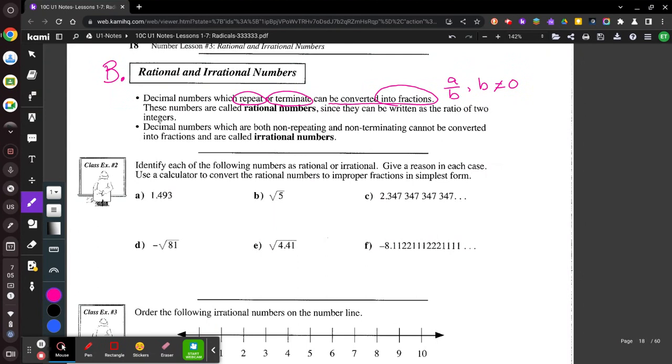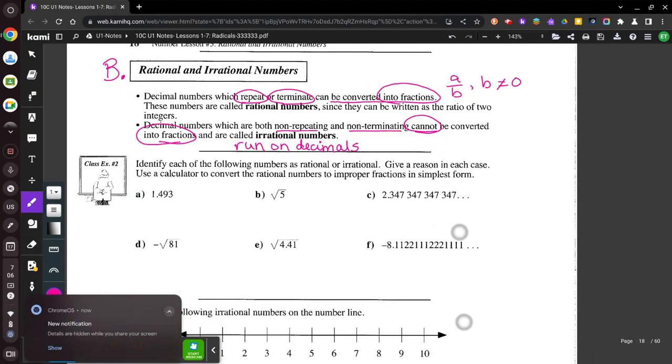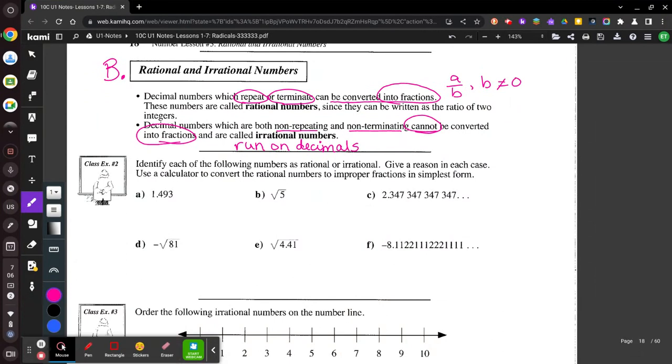Now, irrational numbers, these are the non-repeating, non-terminating. And the biggest thing, a huge difference between the two, is they cannot be put into fraction form. Okay, so irrational numbers cannot be put into a fraction. That is the biggest difference. They are run-on decimals with no pattern that go on forever. A good example of run-on decimals that we all know, and it's a button on our calculators, is called pi.